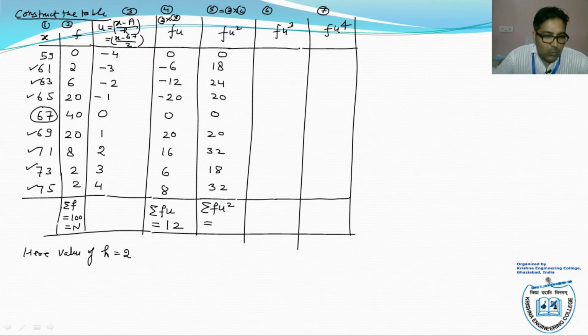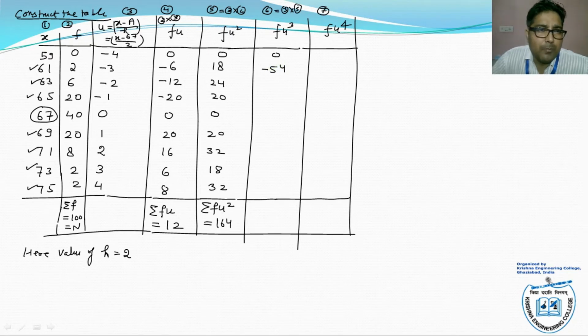This becomes fu square 164. Now fuq. Fuq means fu square, product of fu square into u. That means product of 3rd and 5th column. Clear? So, the product of minus 4 into 0, 0. The product of minus 3 into 16, minus 54.